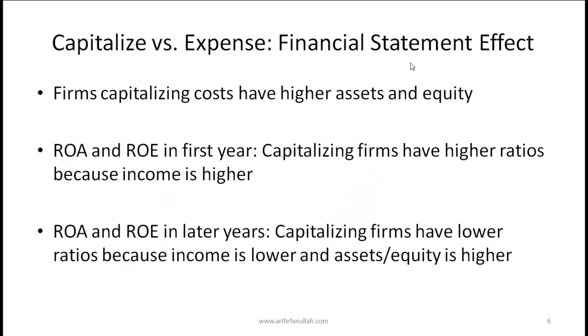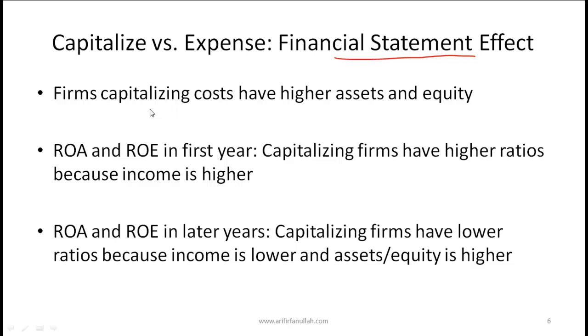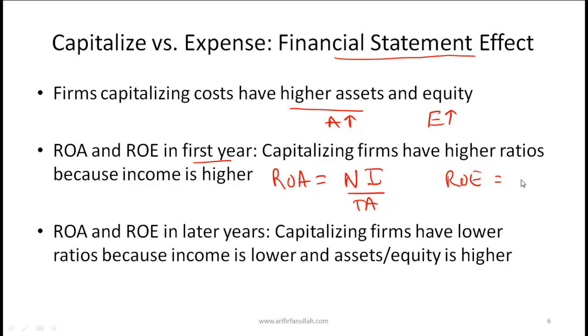Capitalizing versus expensing, some more financial statement effects. This is building on what you just saw. As a recap, for firms capitalizing costs, they have higher assets and higher equity. Now the return on assets and return on equity in the first year. Capitalizing firms will have higher ratios because income is higher. Remember, ROA is equal to net income divided by the total assets, and ROE is net income divided by equity.